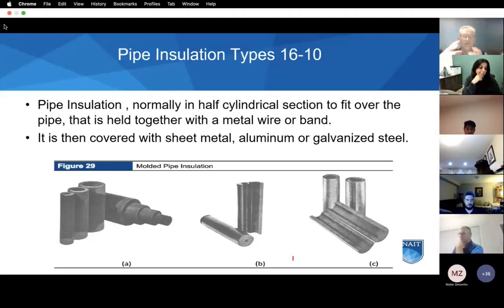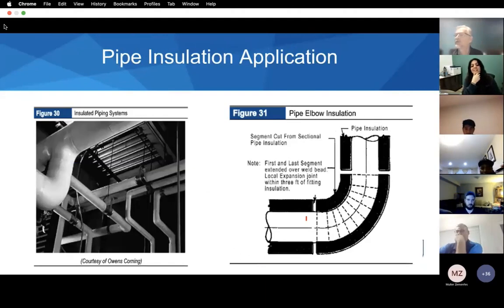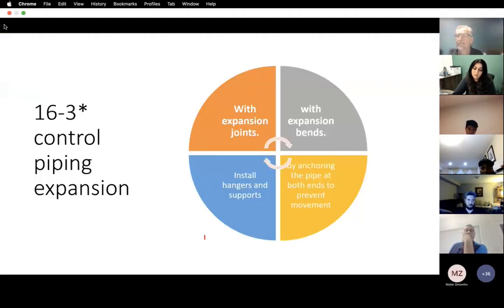And the pieces of insulation can look like this. It can be ready to go on the piping. They strap it on, they cover it up with cladding, fill in the joints and the elbows with cement and stuff. And it can look pretty out there in the unit if they do a good job. How do we control expansion in piping? Two ways.